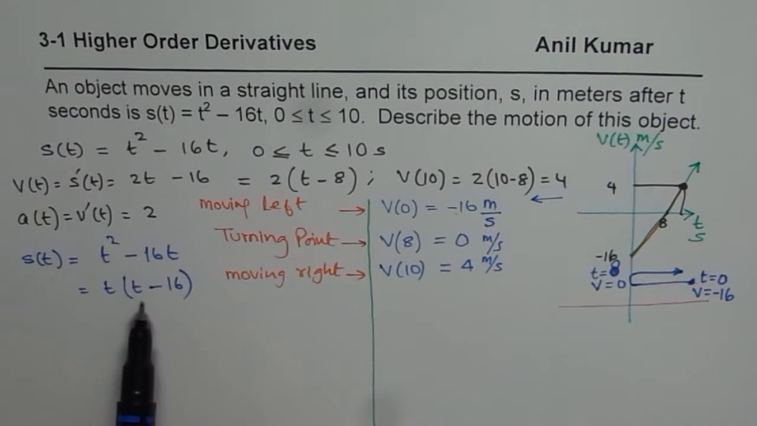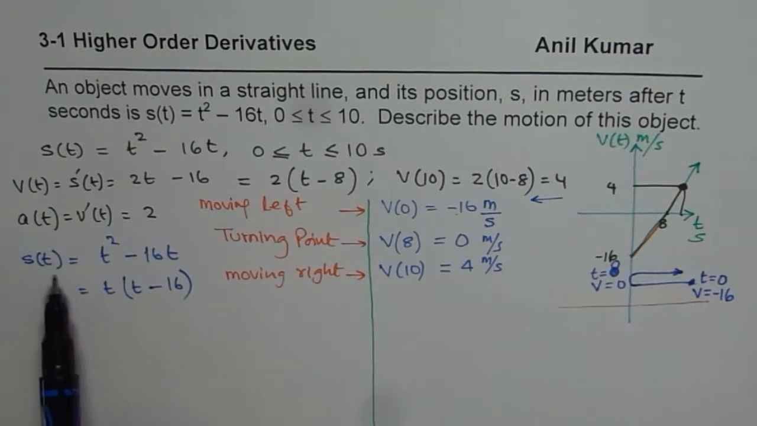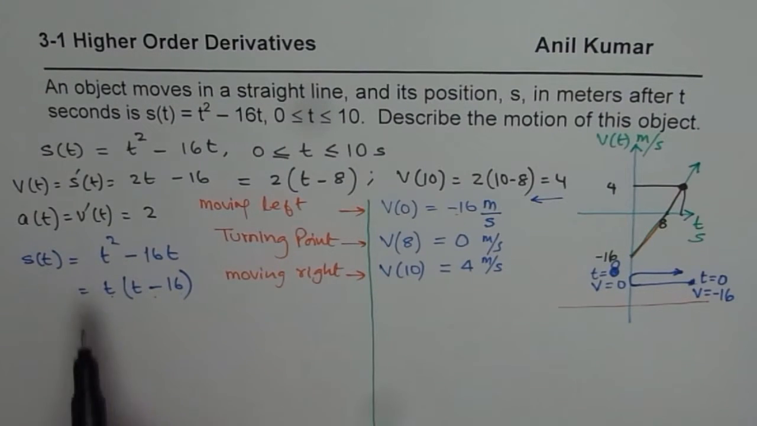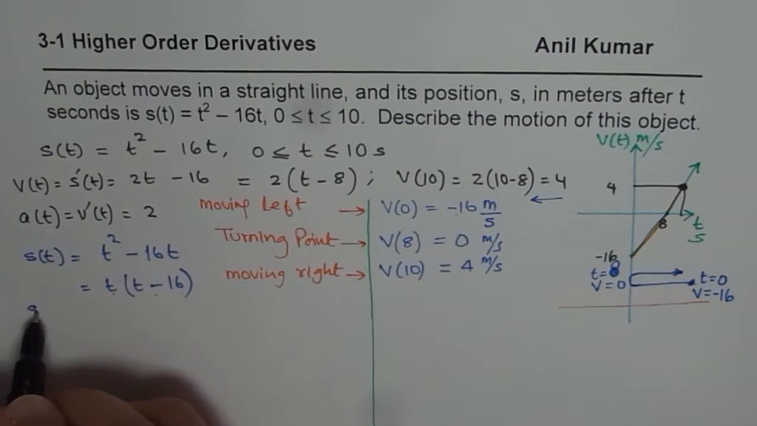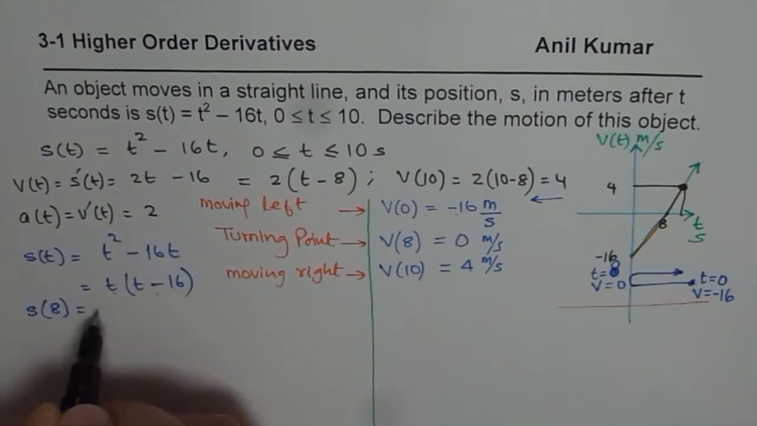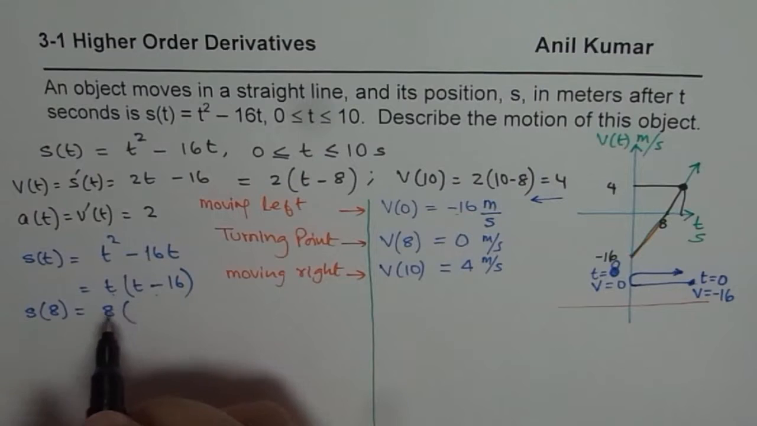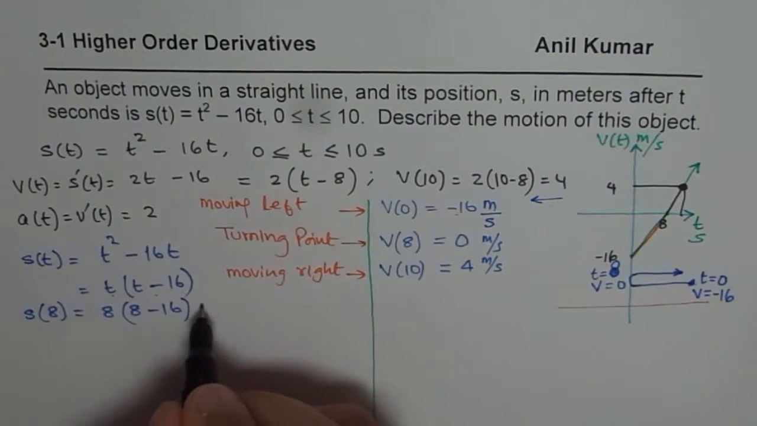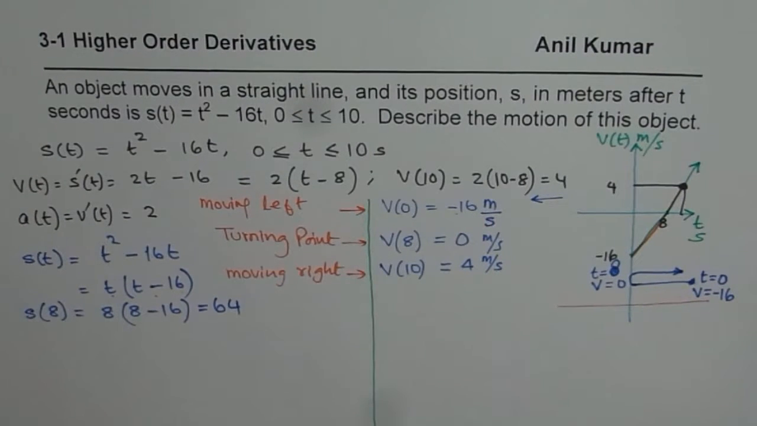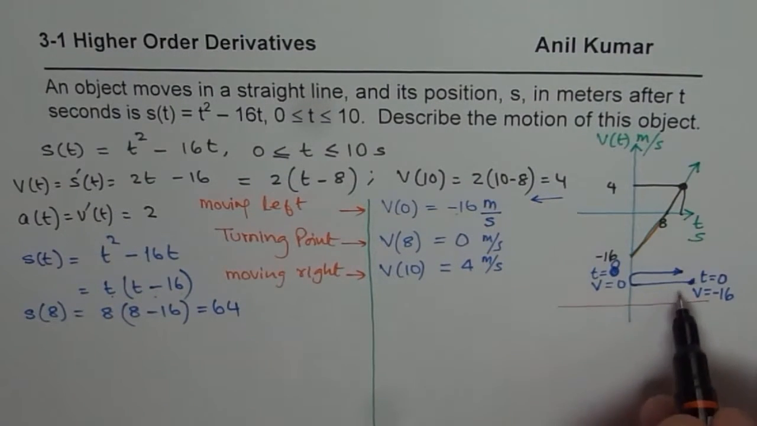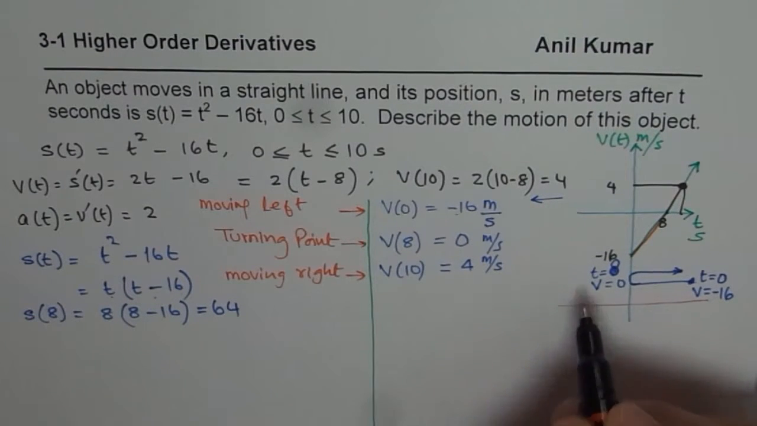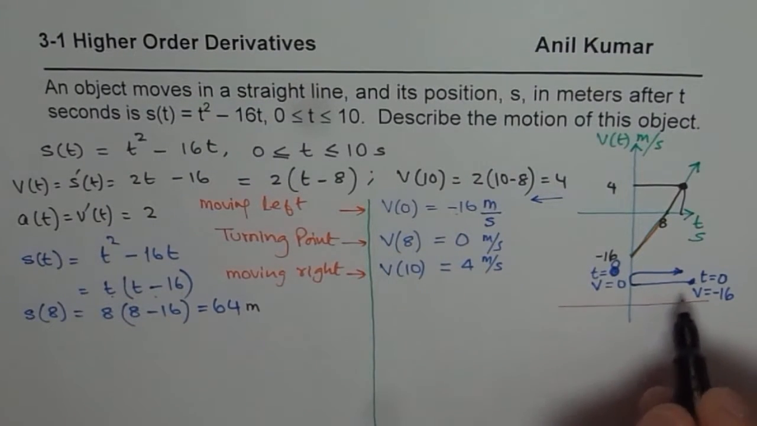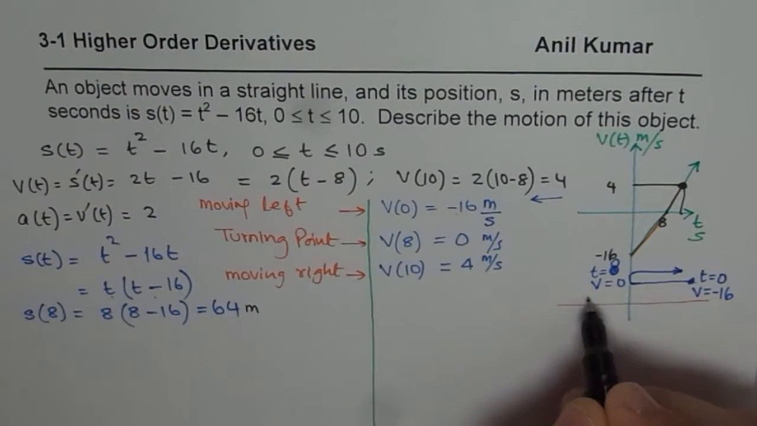Now, this is a quadratic function where displacement is 0 at t equals 0 and at t equals 16. However, displacement is maximum at t equals 8. So we can substitute 8 here and find the displacement. So it will be 8 minus 16, which is 8 times 8, 64, right? So during this time of 8 seconds, the object travels a distance of 64 meters, right?